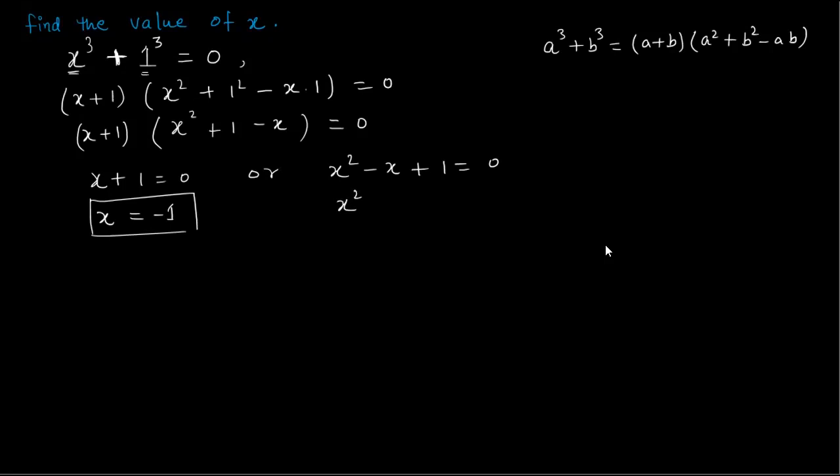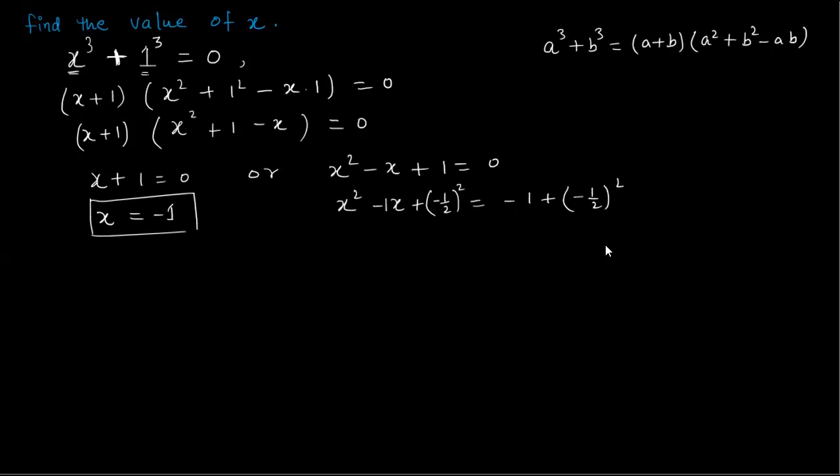Just transfer 1 to the right side. It becomes x square negative x equals to negative 1. Now note the coefficient of x. Here coefficient of x is negative 1. So basically we have to add the square of half of the coefficient of x on both sides. Since coefficient of x is negative 1, half of the coefficient of x is negative half. So we need to add square of negative half on both sides.